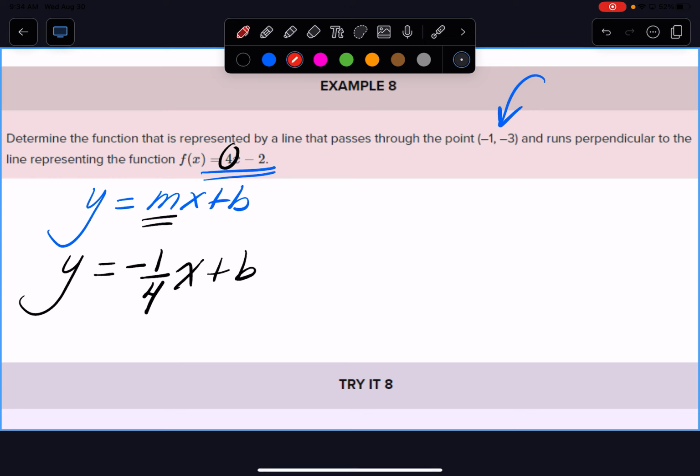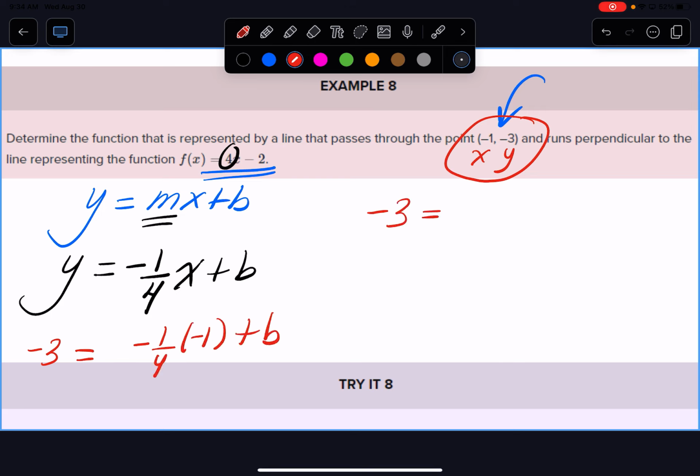Then you'd say the y-intercept, nope, not given. So I'm just going to use algebra to find it. I'll plug that in for x and y. So we have negative 3 equals negative 1/4 times negative 1 plus b. So then I have negative 3 equals, don't I multiply straight across? So that would be positive 1/4 plus b. So then I would subtract 1/4. We don't get freaked out by adding and subtracting fractions.